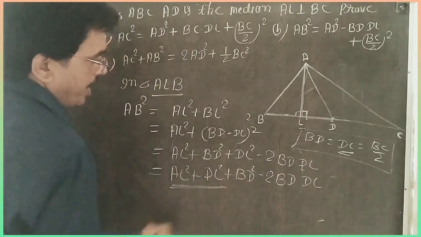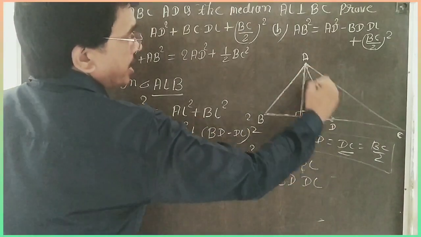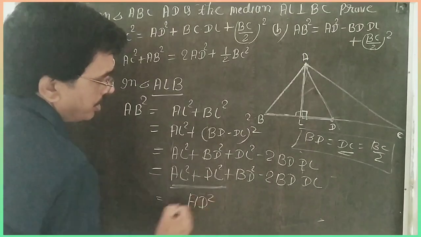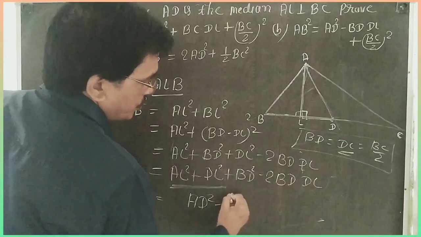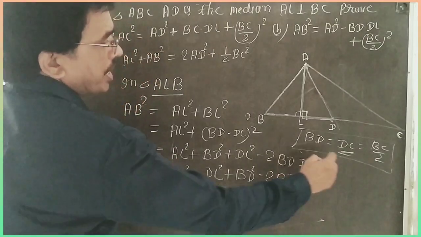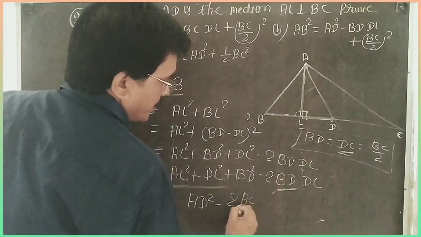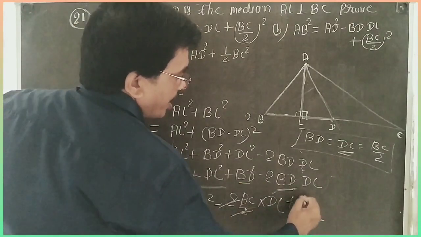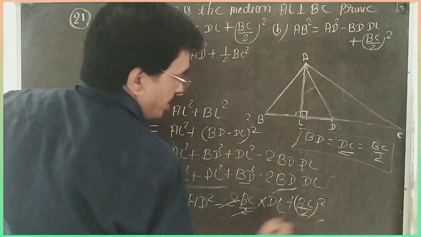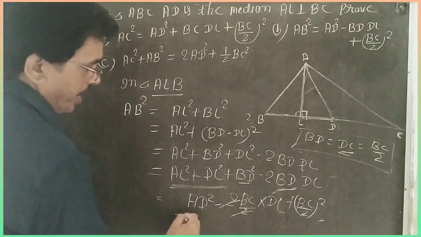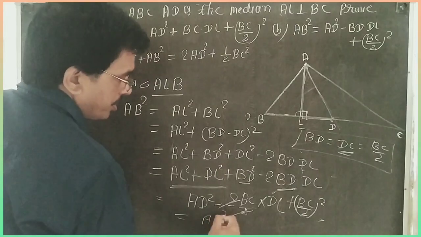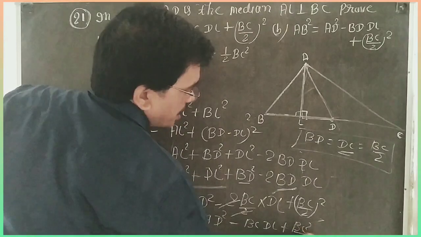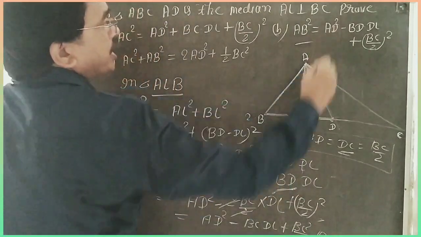Next, AL square plus DL square plus BD square minus 2 BD into DL. What is the value of AL square and DL square? You get AD square. So it is AD square minus 2, this BD you can write BC by 2, so BC by 2 into DL. And this BD you can write BC by 2 whole square. So lastly you get AD square minus BC into DL plus BC square by 4. That is proved. It is the second.